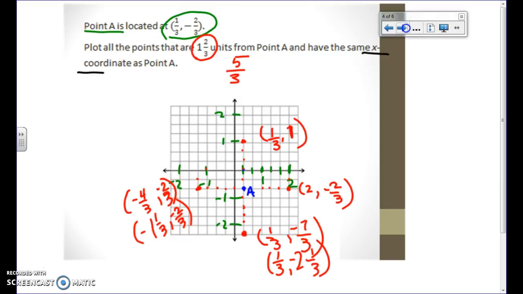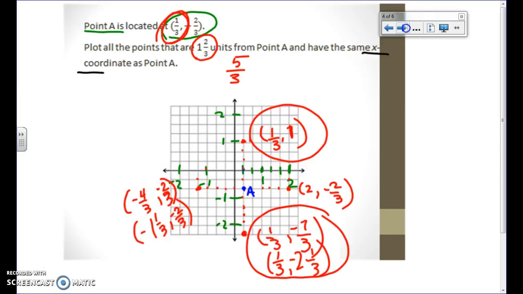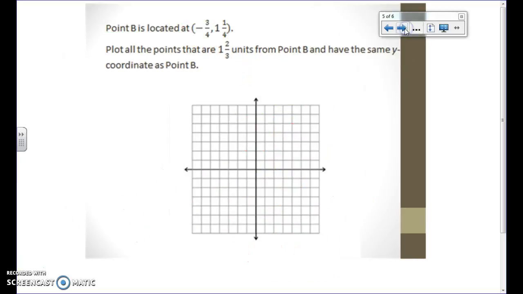We're looking for the coordinates with the same x value. So if A has an x value of 1 third, then I would know that the two coordinates that we're talking about would be at 1 third, 1, which is a distance of 1 and 2 thirds away and has the same x coordinate, or 1 third, negative 7 thirds, or 1 third, negative 2 and 1 third, however you'd prefer to think about it. We're going to skip over the next one with fractions due to the length of the video, but I'd be happy to help you in class with this if you get stuck on it.